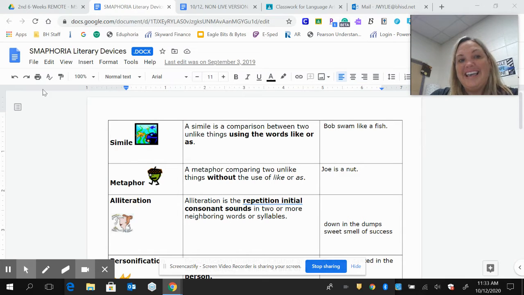So the first one, the S in Smaphoria, is simile. Okay. A simile is a comparison between two unlike things using the words like or as. Here's an example. Bob swam like a fish. Okay. So you're comparing Bob to a fish.